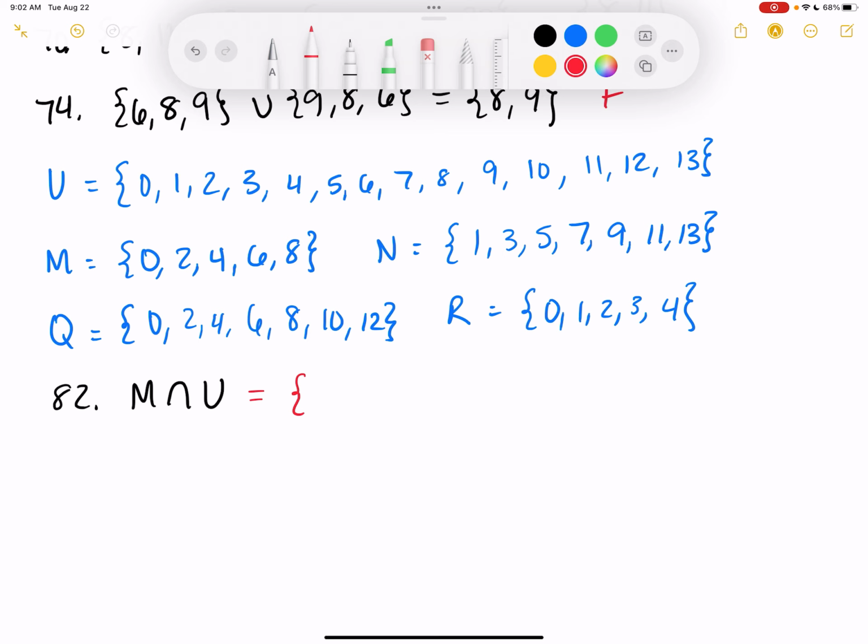0, 2, 4, 6, 8. Yep, so everything that's in M is also in the universal set, because the universal set is every number that we could have.